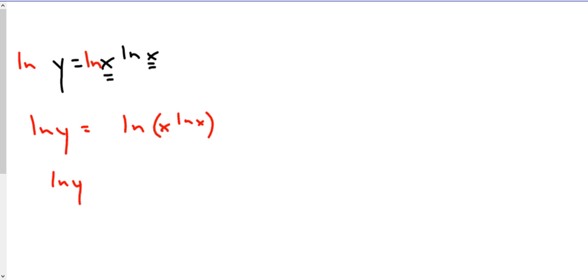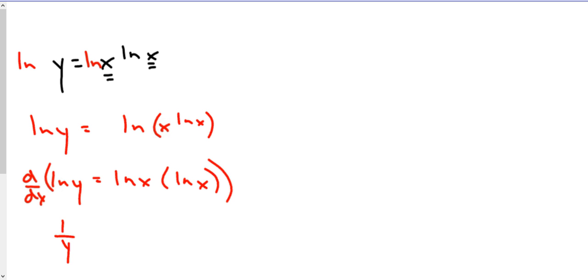Now I'm going to put the natural log in front, and now we have natural log of y equals natural log of x times natural log of x, which could be natural log of x squared. But I'm not going to make it a square; I'm just going to keep it like this. From here, we are now going to differentiate. By doing so, we have 1 over y times y prime. I'm going to take the derivative of natural log of x, which is 1 over x times natural log of x. I'm going to add that to, once again, 1 over x times natural log of x.